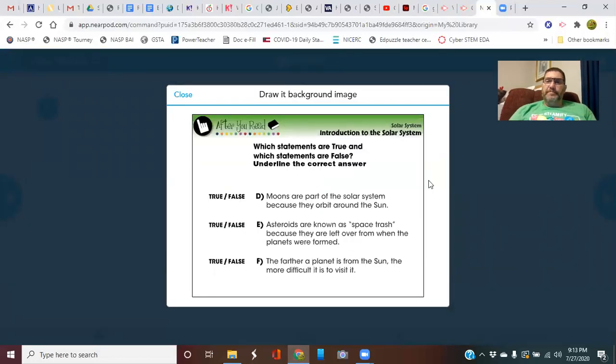True or false? Moons are part of the solar system because they orbit around the sun. True or false? Asteroids are known as space trash because they're left over from when the planets were formed. And true or false? The farther the planet is from the sun, the more difficult it is to visit. Answer those and we'll talk about them in just a sec.